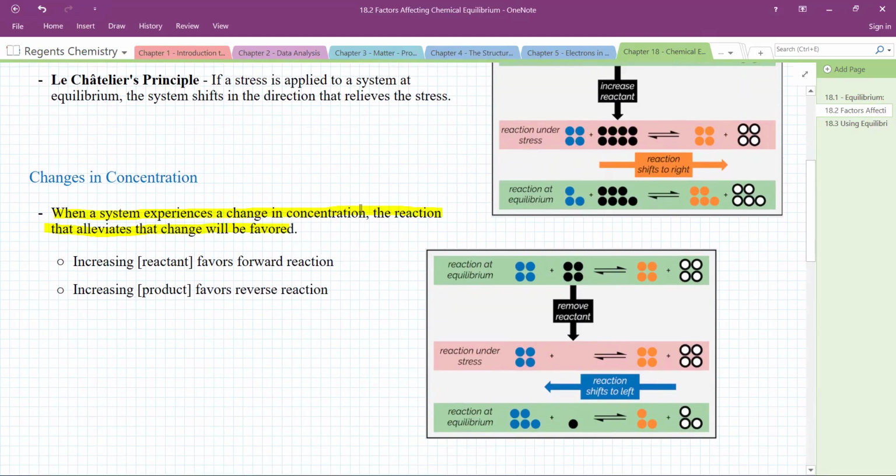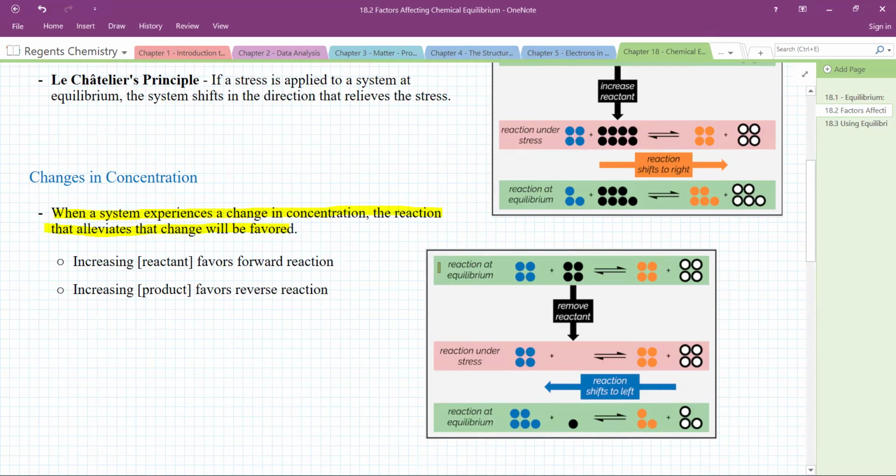Likewise, increasing the concentration of my product favors the reverse reaction. Or if I maybe decrease the concentration of my reactant, that's again going to favor the formation of my reactant. So let's say I have that same setup, but now I remove all of my black dots. Well, what's going to happen is some of our product is going to go through the reverse reaction to form more black dots. Okay. And so the reaction then is said to shift to the left, or the reverse reaction will be favored. Okay. So at equilibrium, I will end with an extra blue dot, and now I have a black dot that reformed. Okay.